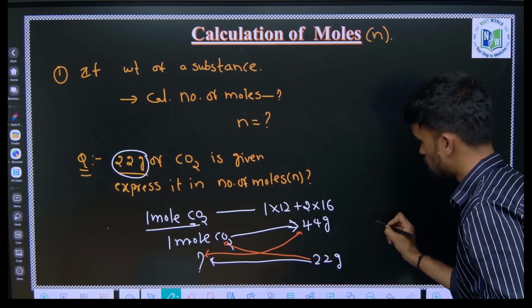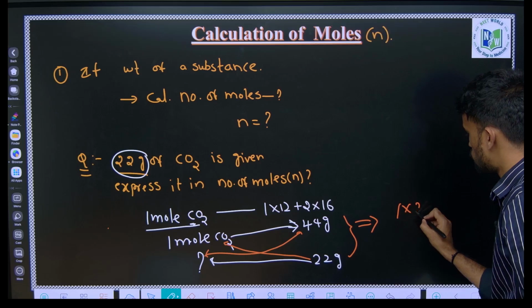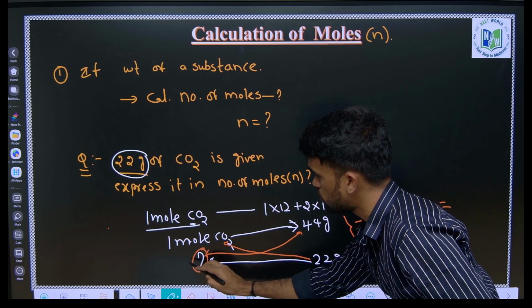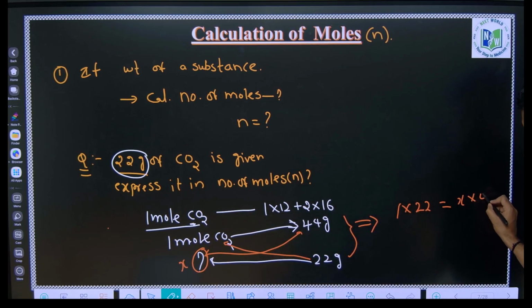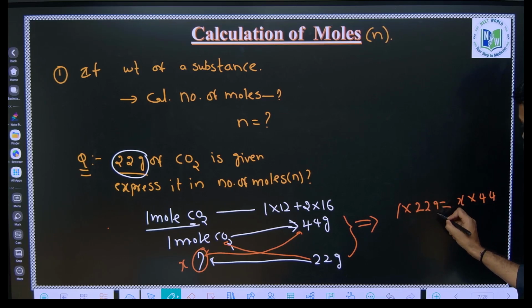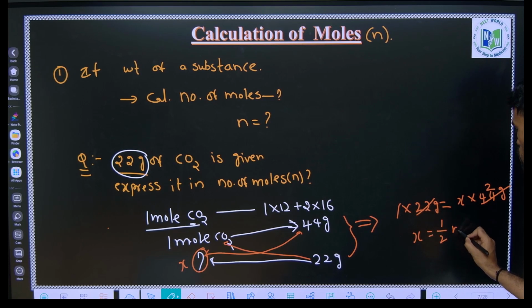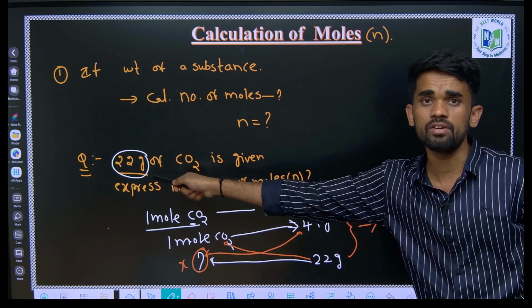So here just use this method. 1 into 22 I am writing, which equals, see, what we need to find now. Let us consider it as x. So x into 44 you can take. Here also grams, so it will be 2 times. So x we are getting is half mole, right? So this is how you need to express it if they give it in terms of weight.